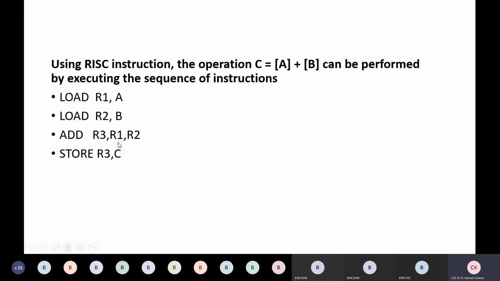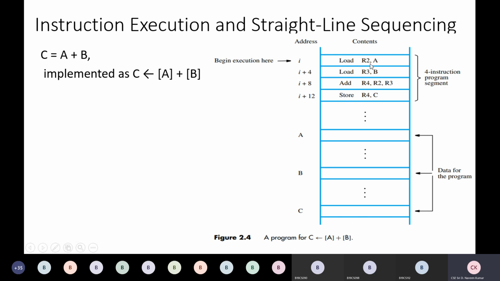In order to execute this, these are the various instructions in assembly level language, which give the result in C. So how are these instructions loaded into main memory? These 4 statements are loaded in main memory in this way.